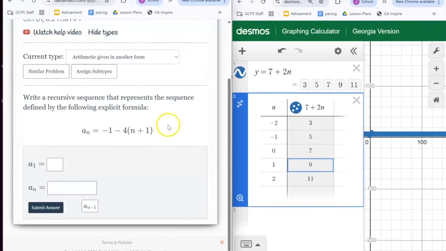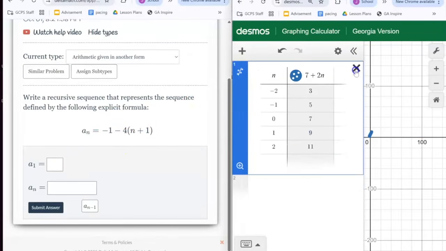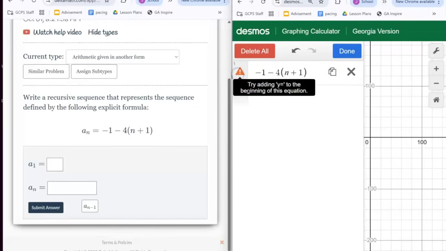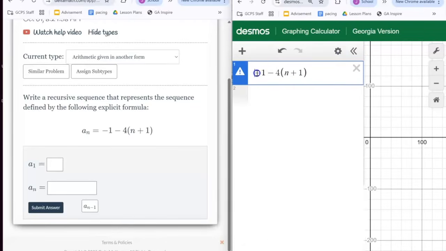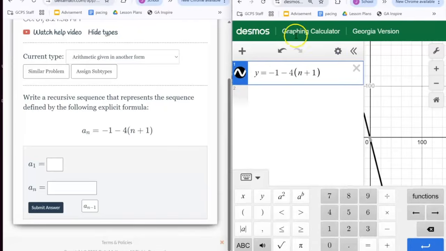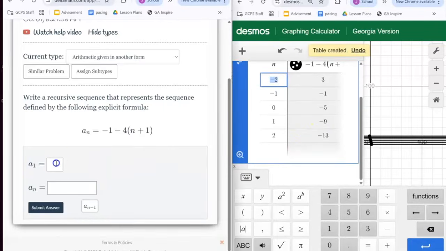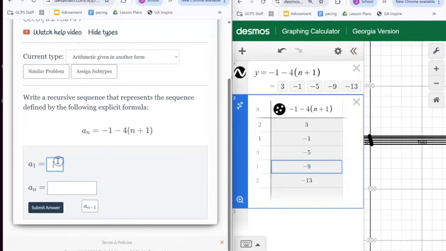Okay, so again, I'm going to type that into the calculator because that's going to tell me everything I need. -1 minus 4 parentheses and plus 1. Okay, make it a table, or I can't. There's an error. Try adding y equals. Let's go ahead and add y equals. All right, make that a table. All right, from that I can get my information. What is my first term? My first term is -9.